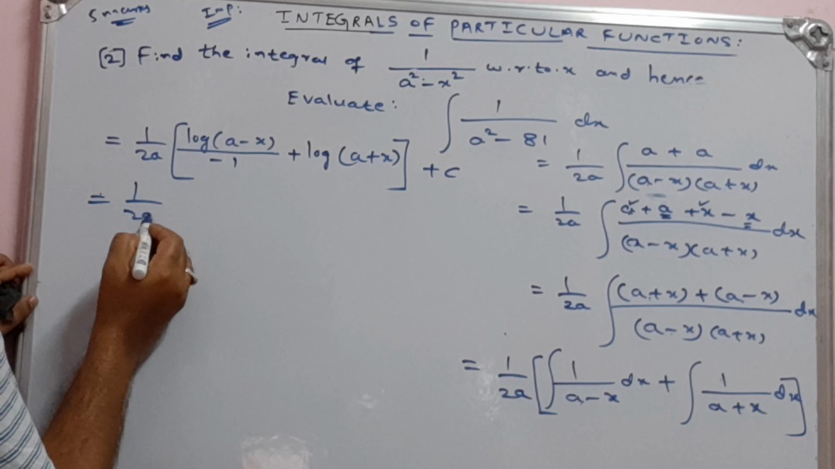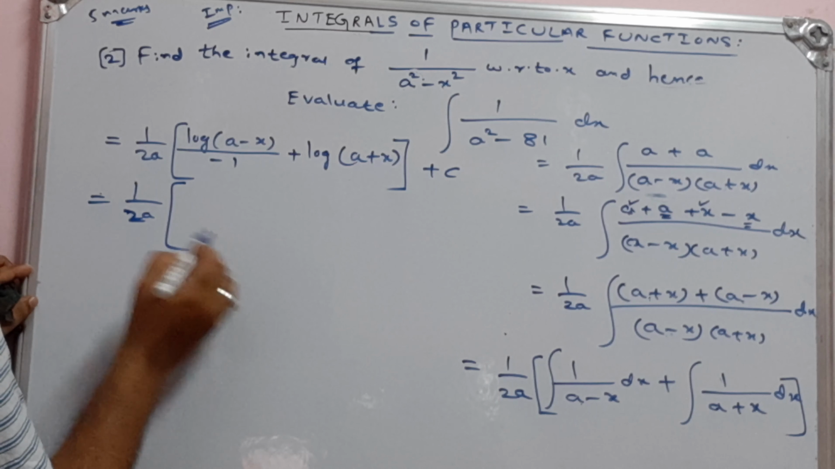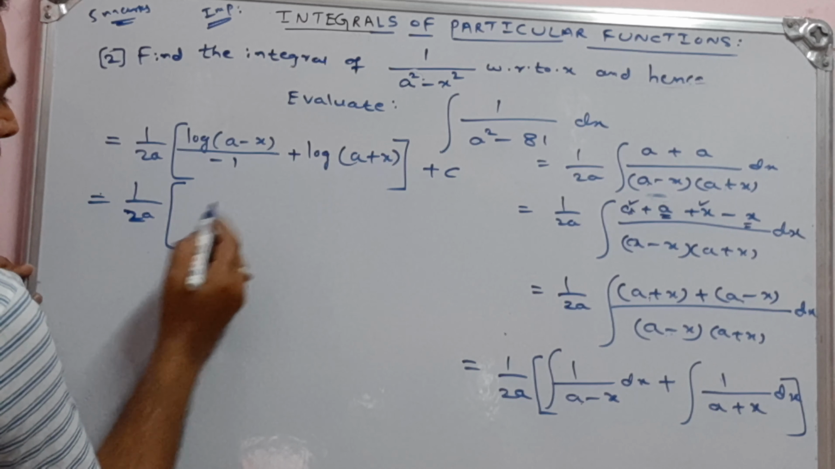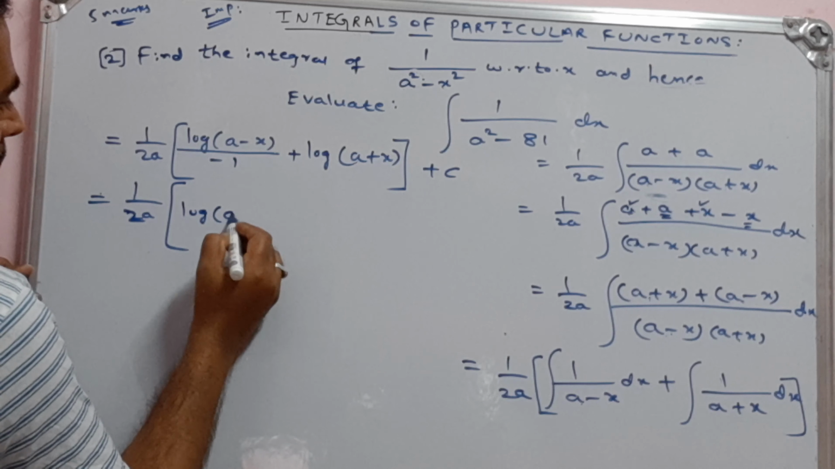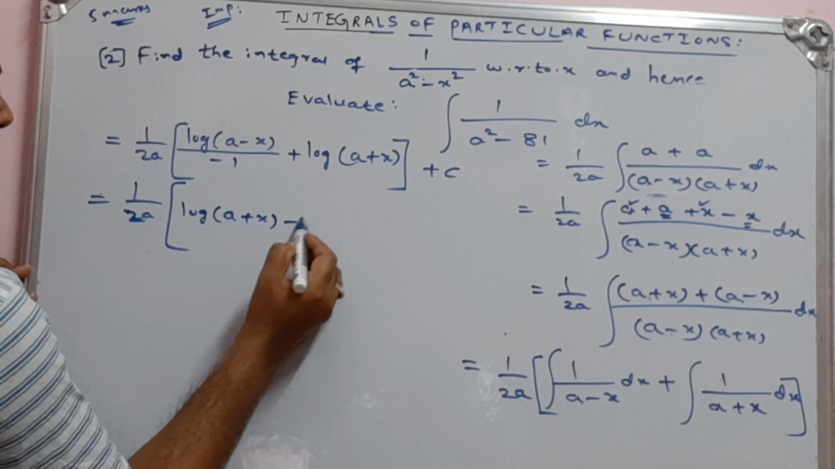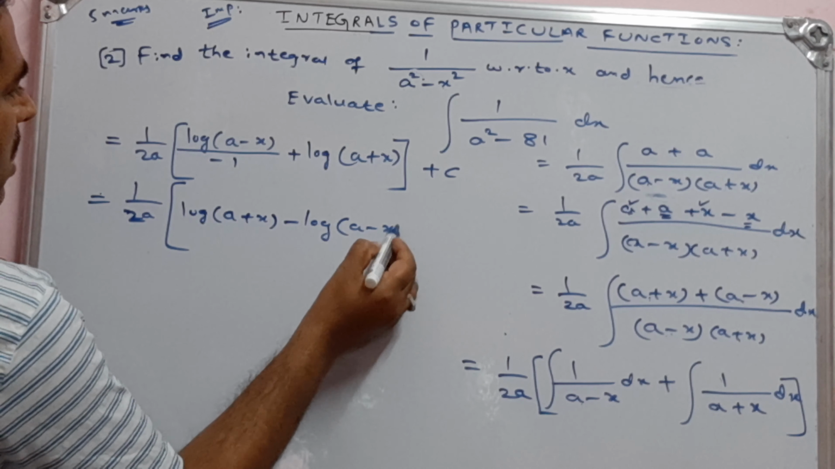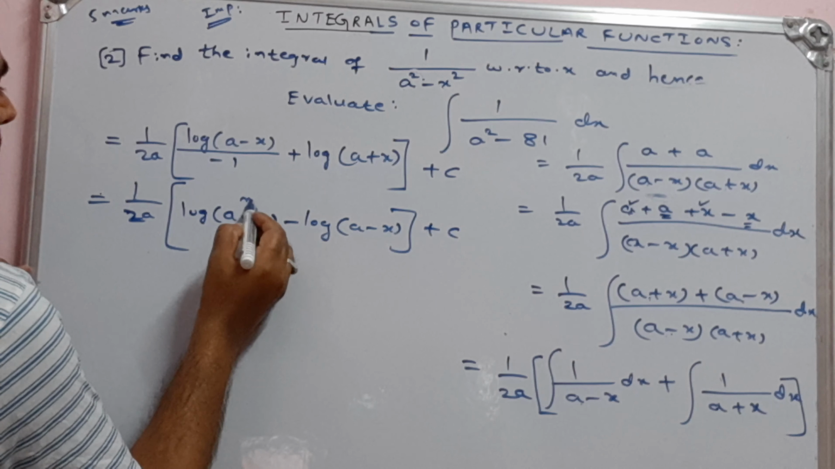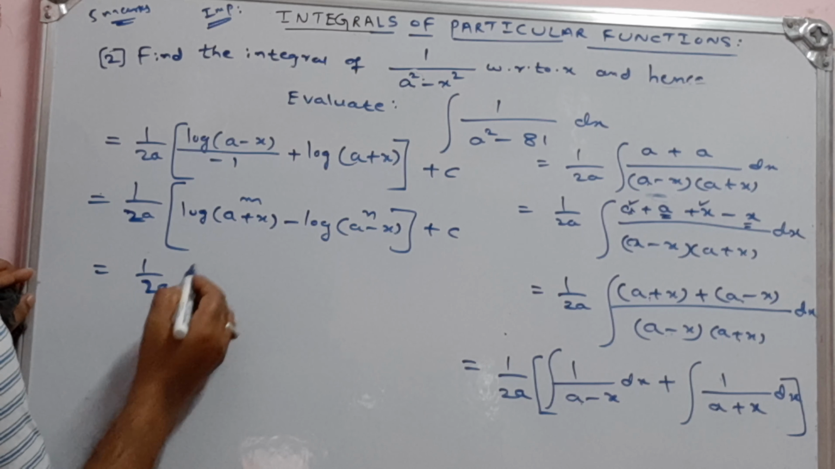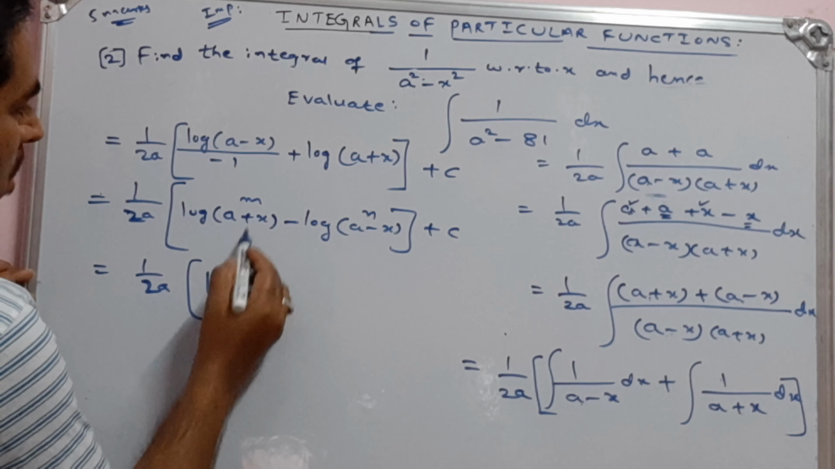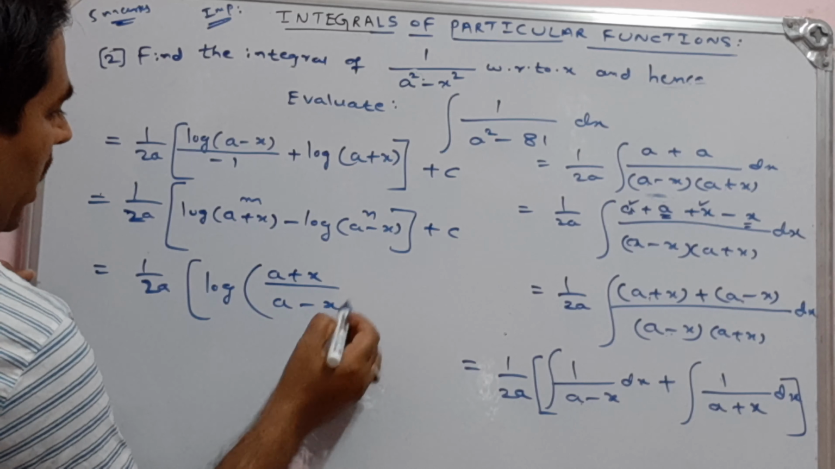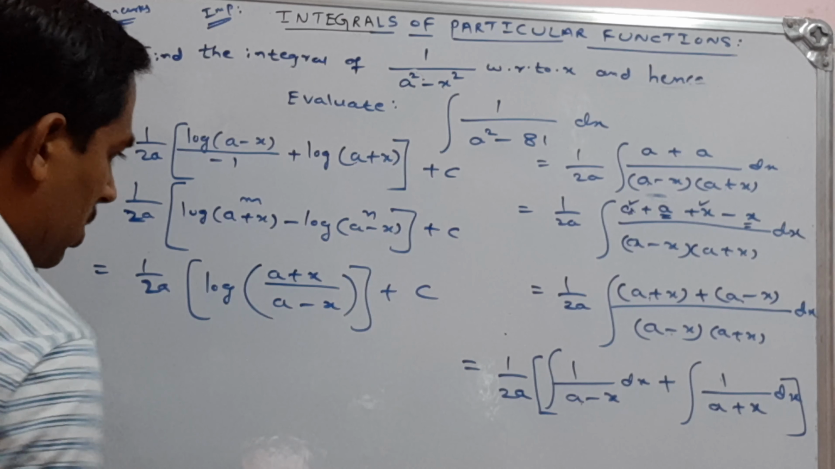Now 1 by 2a is outside. First I will write log of a plus x. I will write this term here, log of a plus x. Minus 1 is in the denominator, so I will write that minus here, minus log of a minus x. Then treat this as m, this as n. Log m minus log n, so I can write that as 1 by 2a into log of m by n. That is, m means a plus x divided by n means a minus x, plus constant of integration.